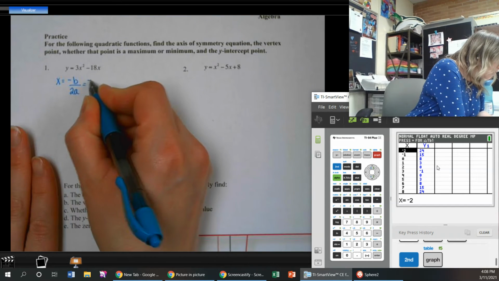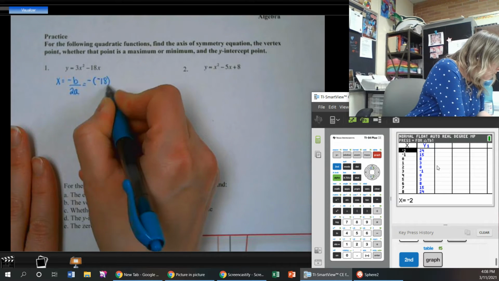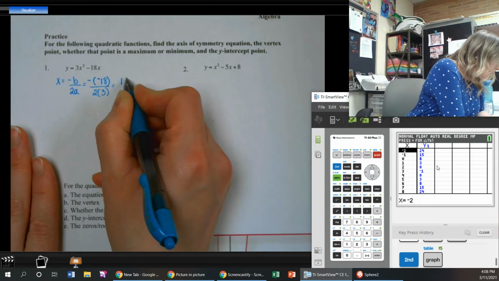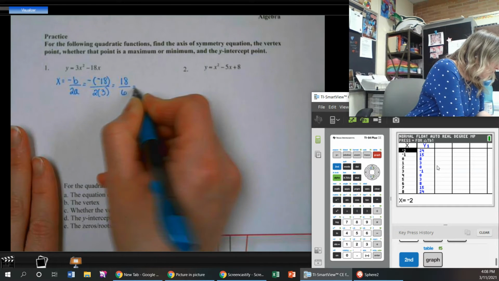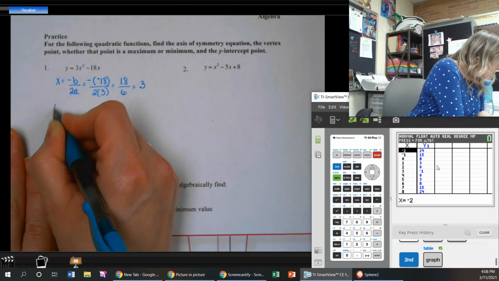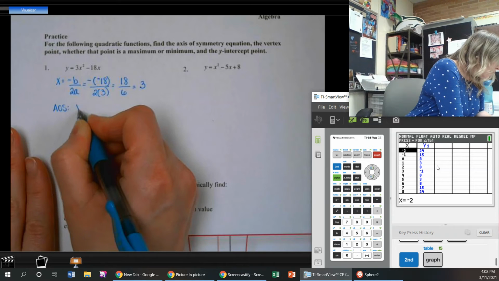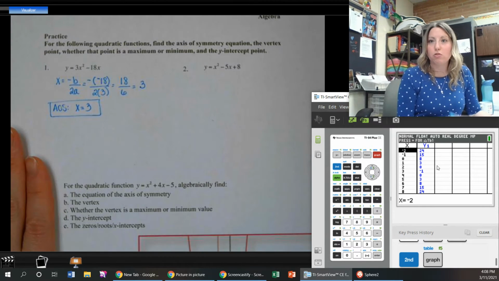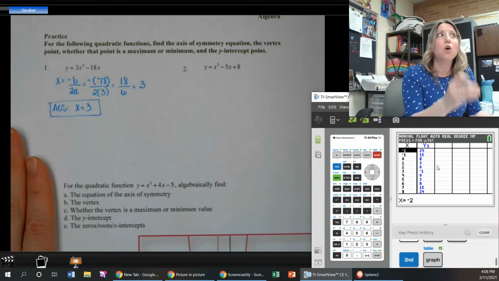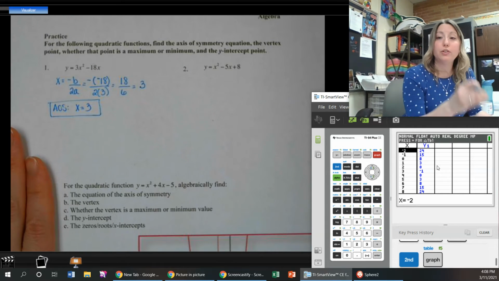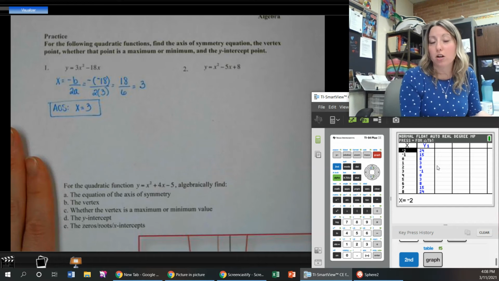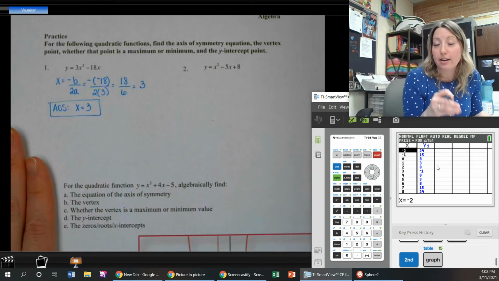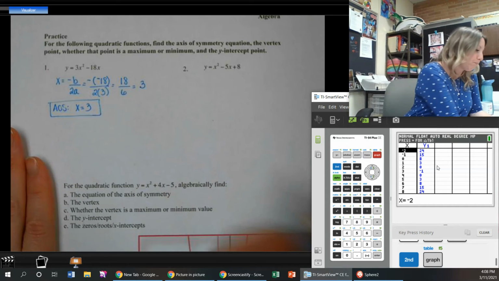I'm going to plug in the negative of negative 18 divided by 2 times 3. So we've got positive 18 divided by 6, which of course ends up being 3. So my axis of symmetry equation is x equals 3. We always, always, always write our axis of symmetry as an equation of x equals whatever that value is, because this is the equation of the vertical line that cuts our parabola in half. So because this is a line, it requires an equation, x equals 3.